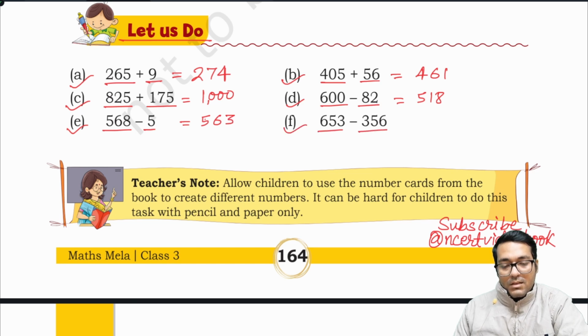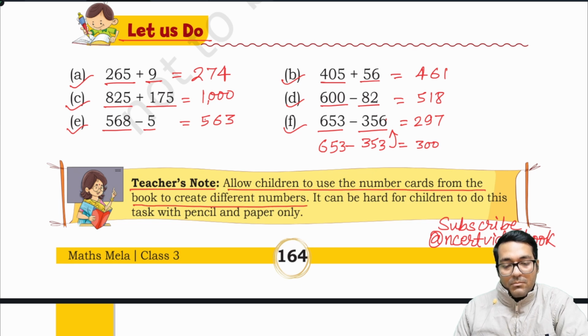F. 653 minus 356. If here 353 and 653 is here, the answer will be 300. But here 3 more, so the answer will be 3 less. That is 297. Teacher's note. Allow children to use the number cards from the book to create different numbers.